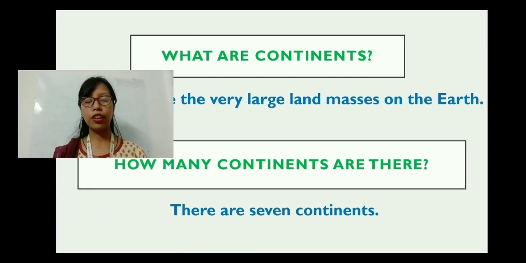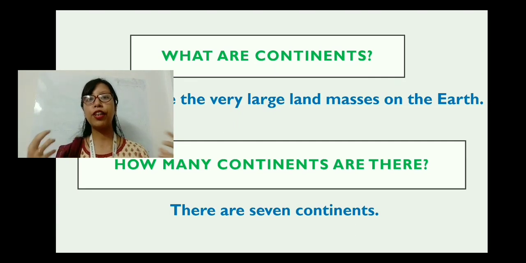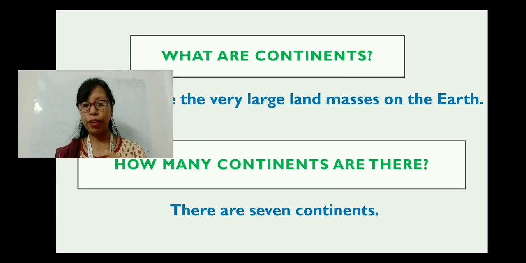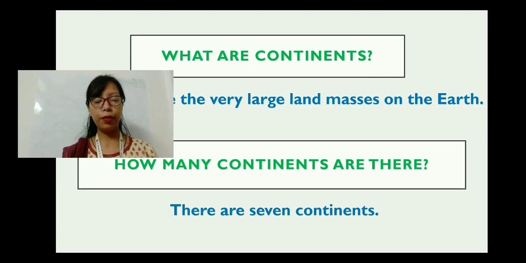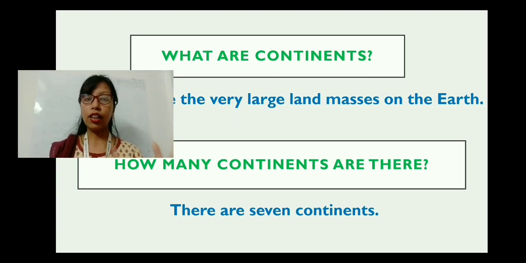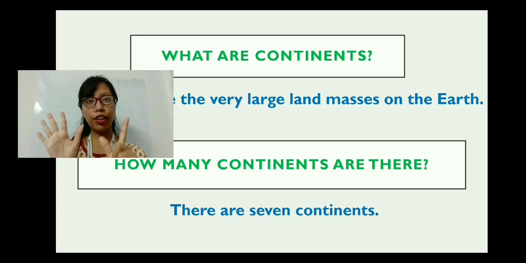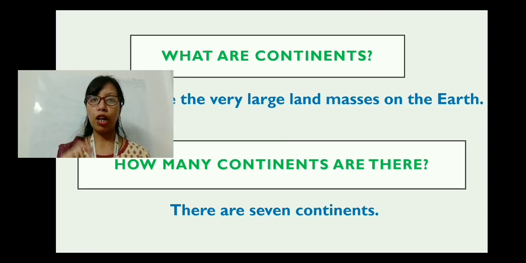There are 7 continents. India is a country, right? There are lots of countries surrounding India. Together they are a big landmass, and this big landmass together forms the continent Asia, one continent, Asia, right? You are very familiar with the word Asia. We live in the continent Asia together with our neighboring countries. This is called a continent. The whole earth has 7 continents. We are going to read one by one from larger to smaller.